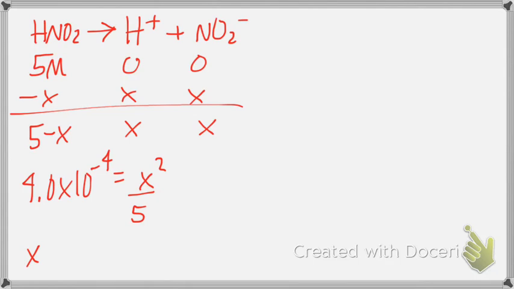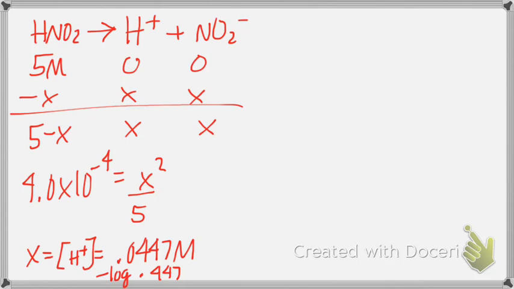So we do the math and we get x is equal to the hydrogen concentration, which is going to be equal to 0.0447. Okay? So then we take the negative log of that, and we get a pH of 1.35.